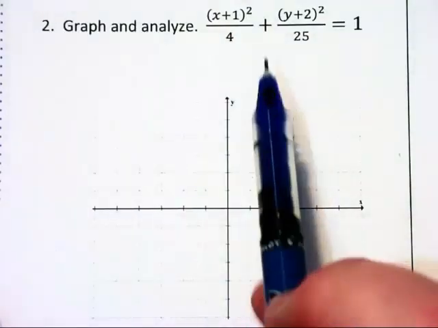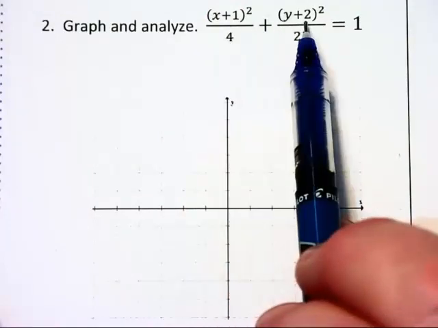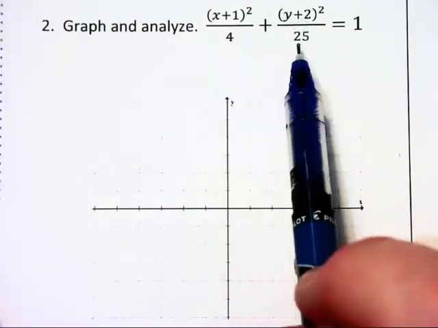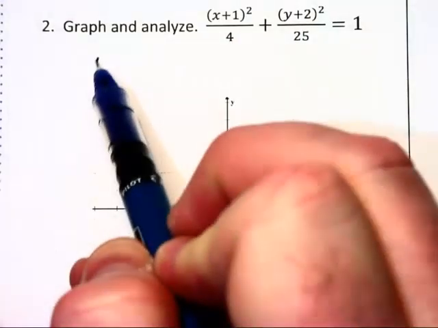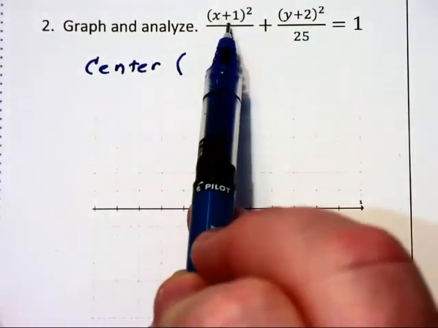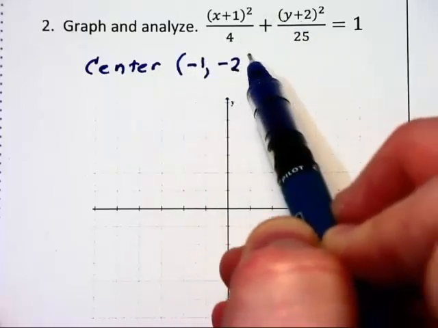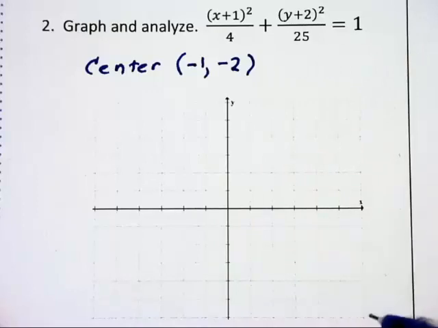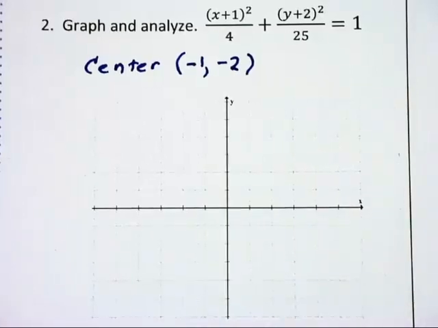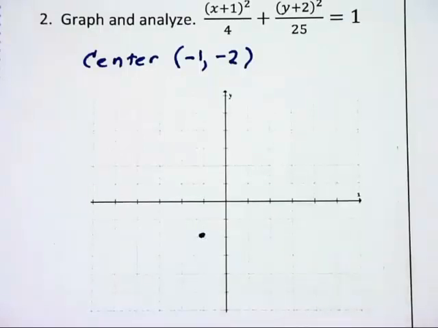This next problem we can tell is an ellipse because there's a plus between the x squared and y squared terms with different denominators. The first thing we want to identify is the center of this ellipse, which will be at negative 1, negative 2. We get that by changing the signs that are coming out of these parentheses. Let's go straight to our graph. Negative 1, negative 2 is down in the third quadrant.